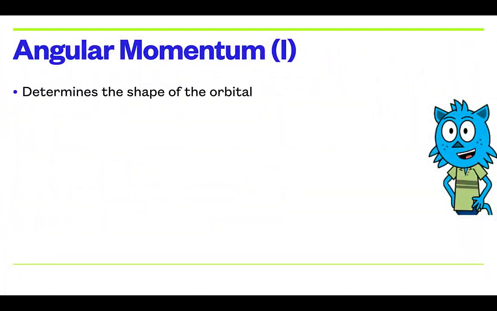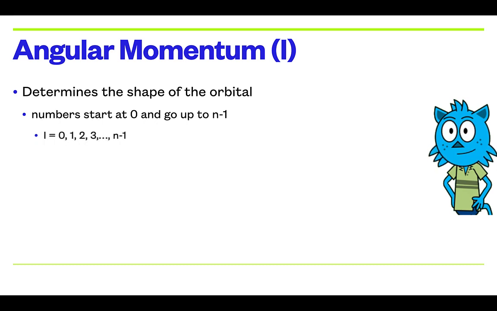We can look at the second quantum number here, angular momentum, which is an L. It determines the shape of the orbital. It also has a certain allowable set of values. The values for L start at 0, so you can have an L equal to 0, and they can go up as high as n minus 1. So for a given principal quantum number n, your allowed values for L start at 0 and go up to the value of 1 less than whatever your n value is. So L can have the value of 0, 1, 2, 3, etc., up to n minus 1.